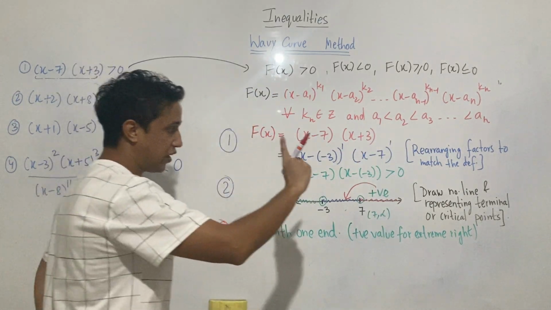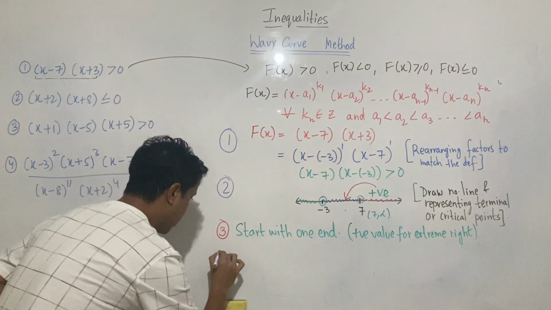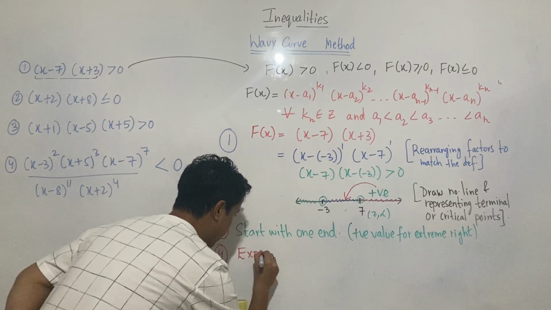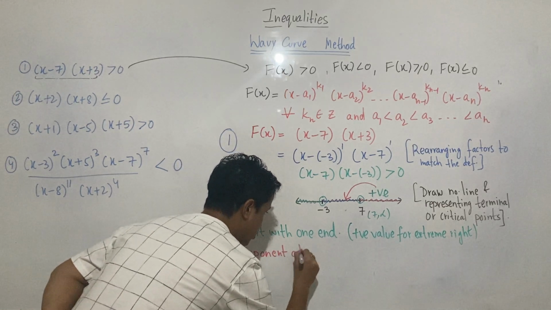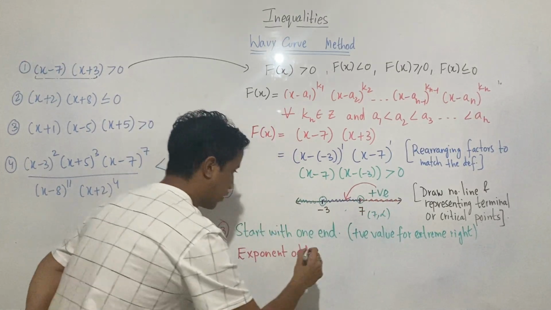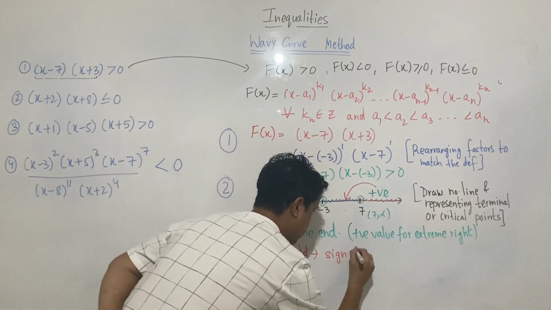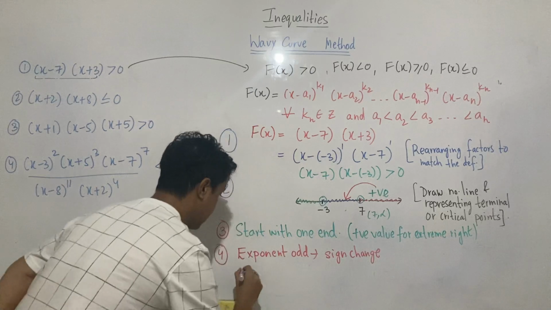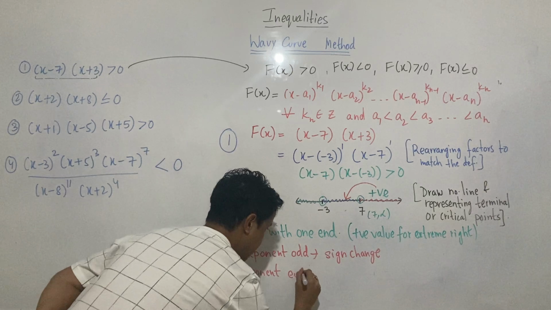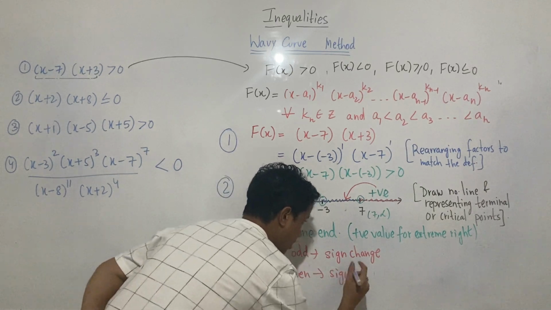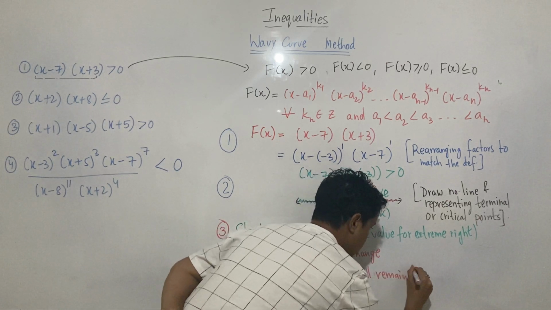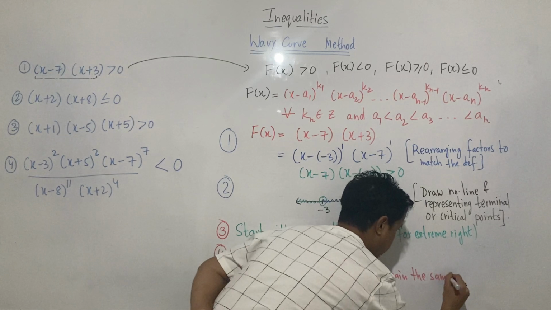So if exponent is odd, then the sign will change, and if exponent is even, then sign will remain the same. Okay, what does it mean?